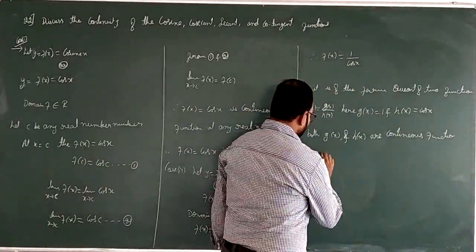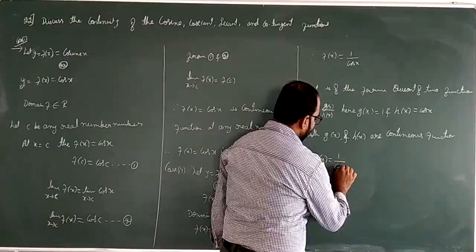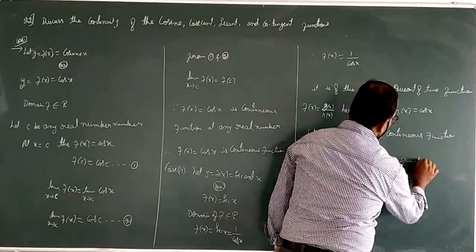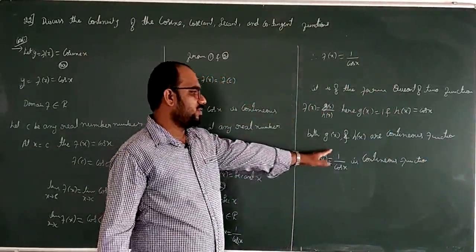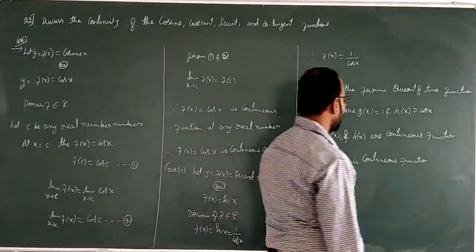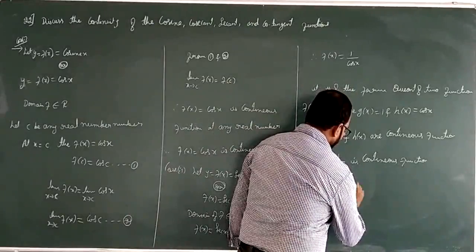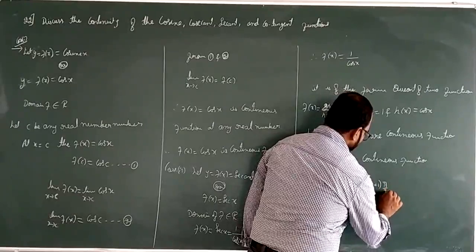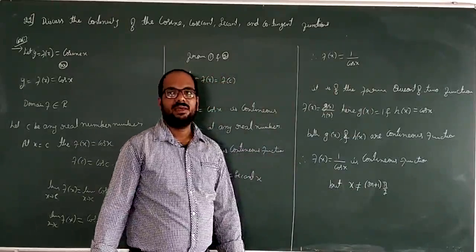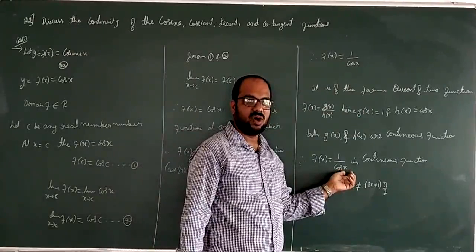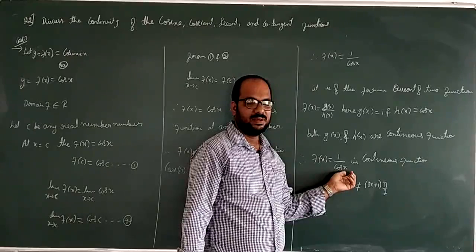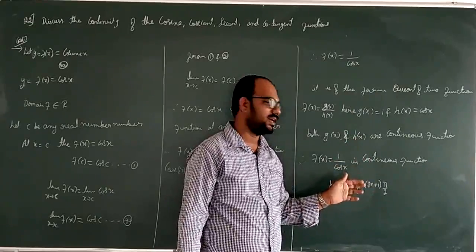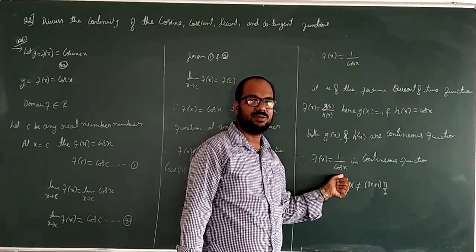Therefore f of x is equal to 1 divided by cos x is a continuous function, but x is not equal to odd multiples of pi by 2, that is (2n plus 1) pi by 2. Because when x is pi by 2, that is 90 degrees, cos 90 is 0. So for odd multiples of 90, like 90 and 270, the value is 0. And 1 by 0 is an indeterminate form, not defined.